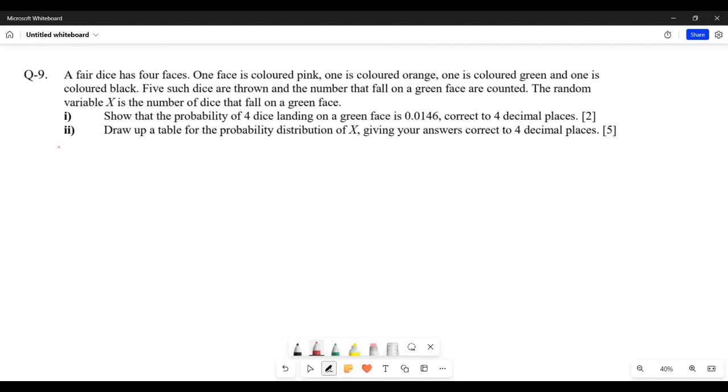All right. So the probability that the dice lands on a green face up is going to be 1/4, and the probability that it does not land on a green face would be, it would either lie on the orange one, fall on the pink one, or the black one. So that's 3/4.